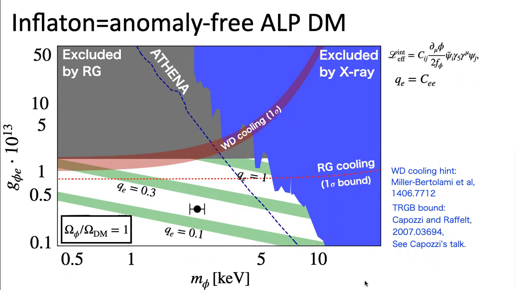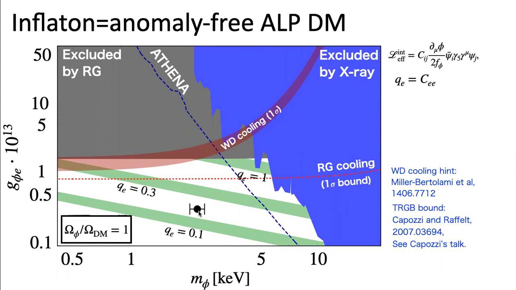So this is the parameter region of this scenario by assuming the inflaton is the dominant dark matter. The horizontal axis is the mass of the inflaton. The vertical axis is the coupling to electron. This gray region is excluded due to the cooling argument of the tip of the red giant star. This blue region is excluded by the observation of X-rays. This green band represents the prediction of the ALP inflation. Here we take sample values of the PQ charge 0.1, 0.3, and 1. On this black point, we can explain the XENON1T excess.